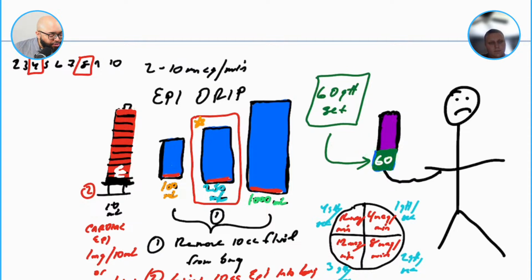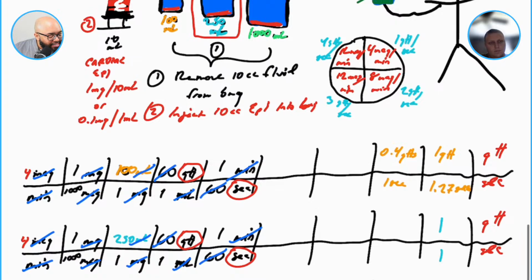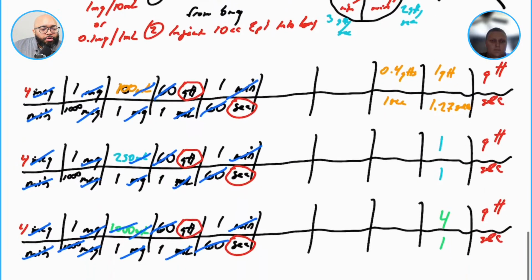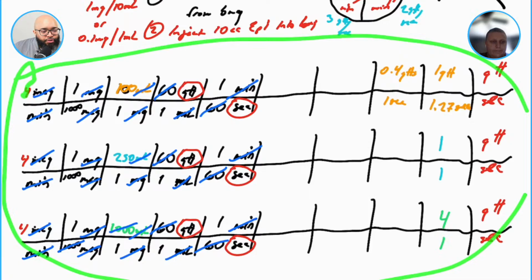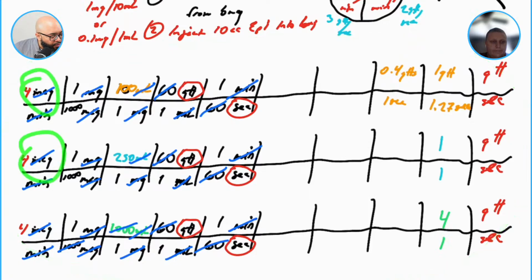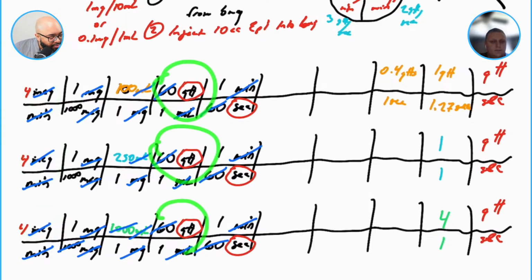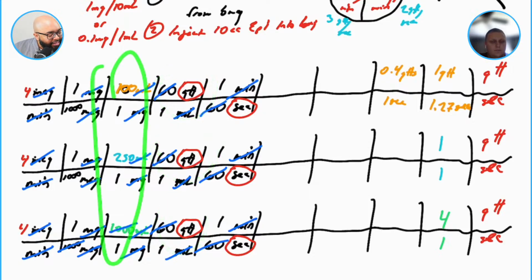But what I want you to do is set it up. So let's say we're going to go 4 micrograms per minute. Well, I've already done the math for you, but let's focus on these first 3. You notice that I have 4 micrograms per minute in all of them, and I have a 60 drop set in all of them. The only thing that's changing is my bag size. I have a 100 ml bag, a 250 ml bag, and a 1,000 ml bag.